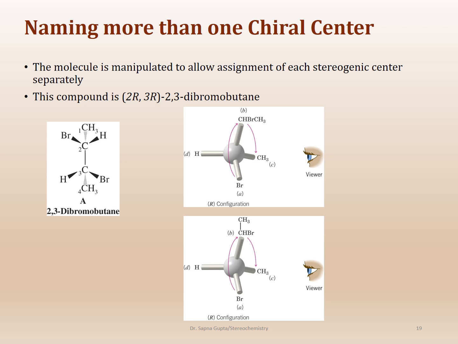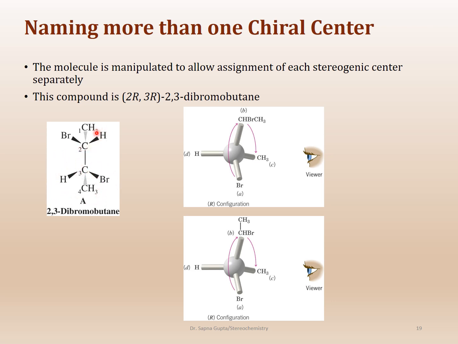Naming more than one chiral center, the process is still the same, because you still have the chiral center. You still have to figure out which one is the lowest priority. But you don't have to forget this part over here. You consider this as a huge group. You have to consider this also.